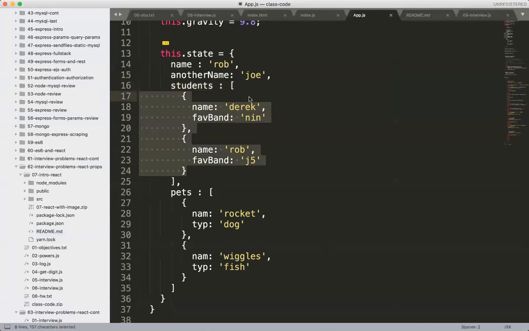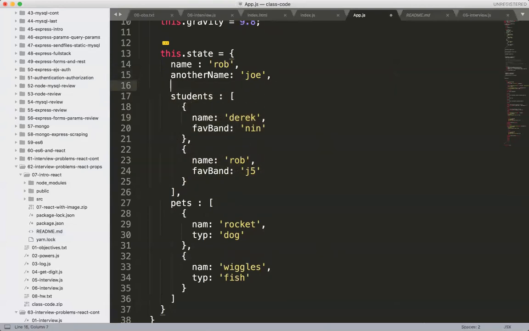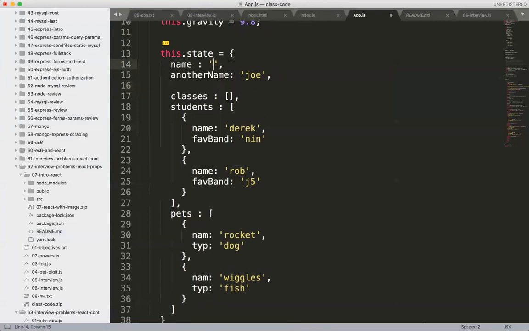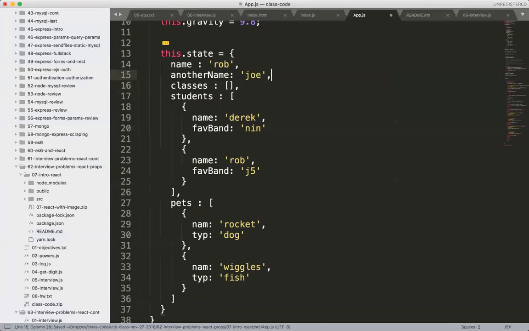Oh, I see what you're saying. So let's just say we have, let's say, classes, right? And we're going to have a bunch of class objects. We don't know what they're going to be. We just leave it an empty array. For name, for non-arrays, you would just do that, yeah. Great question.